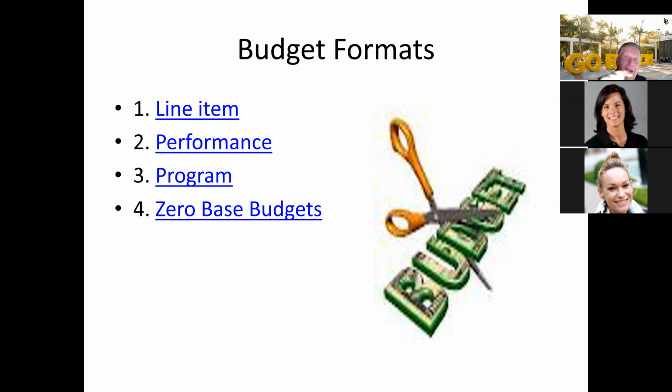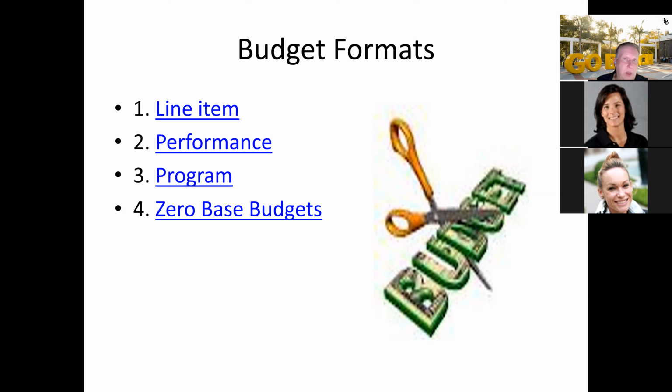So we're going to spend X amount of money on salaries. We're going to spend X amount of money on benefits. We're going to spend X amount of money on supplies. We're going to spend X amount of money on utilities. That's a line item budget. Shows you what you're spending the money on and how much money you're spending.